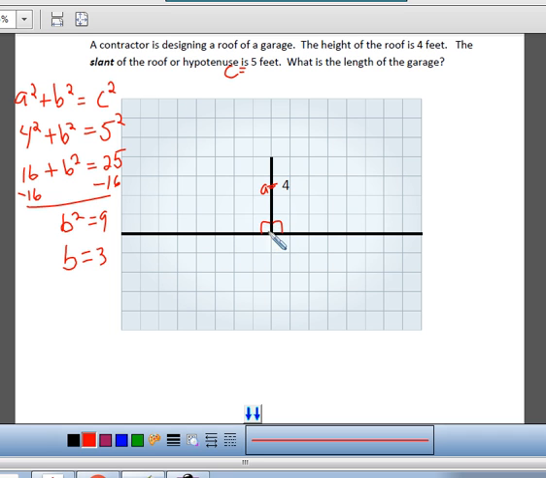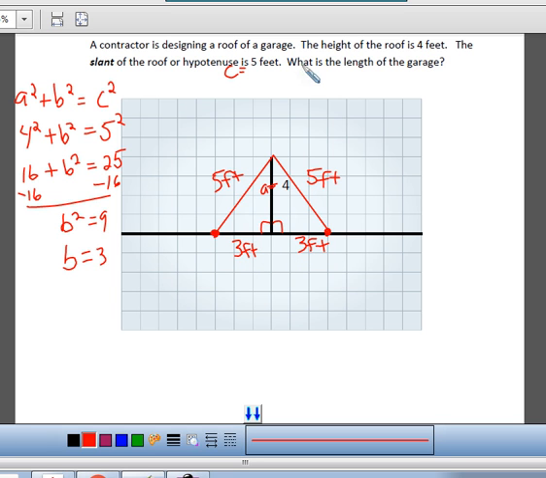So count 3 spaces over. 1, 2, 3. Put a dot. Count 3 spaces over the other way. 1, 2, 3, and put a dot. Now we just simply connect the top of our roof down to that dot. And let's go ahead and label our parts. So this is 5 feet, the slant height, 5 feet. And then this is 3 feet, and this is 3 feet.